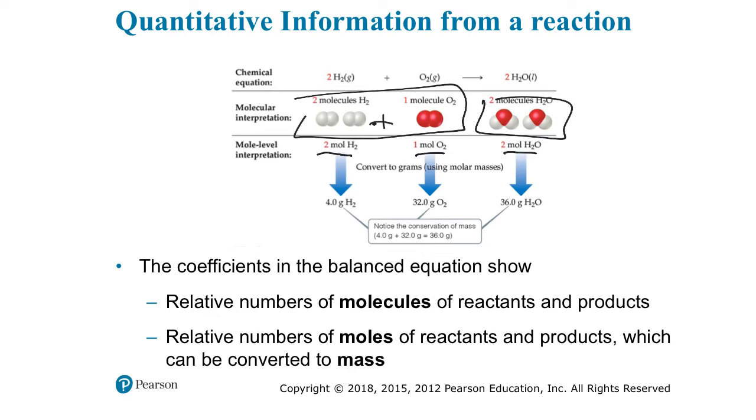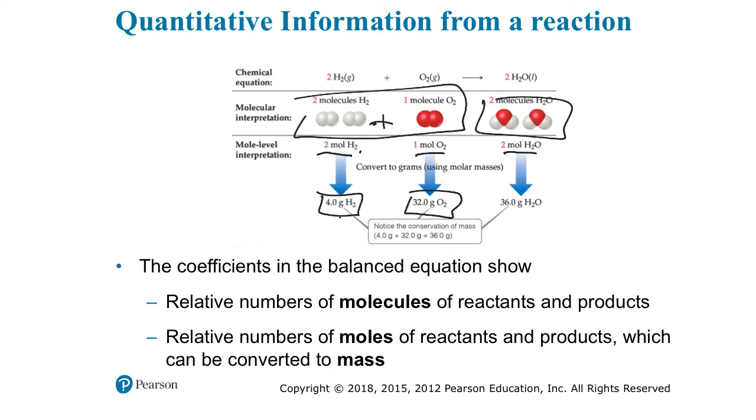So the mass of 2 moles of hydrogen is about 4 grams. The mass of a mole of oxygen, about 32 grams. So 1 mole of hydrogen has a mass of about 1.0 times 2 for the 2 hydrogens. So 2 moles of H, mass of 4 grams.